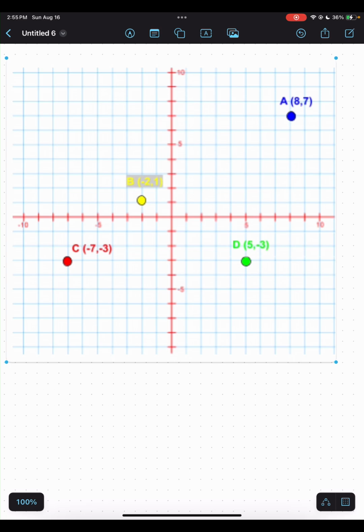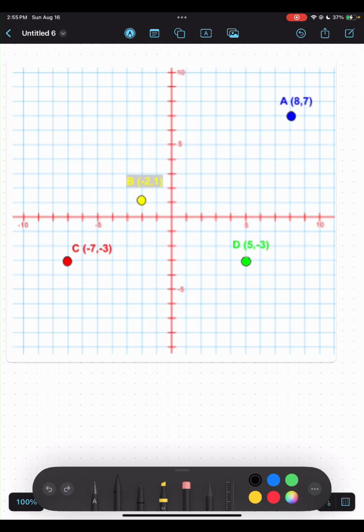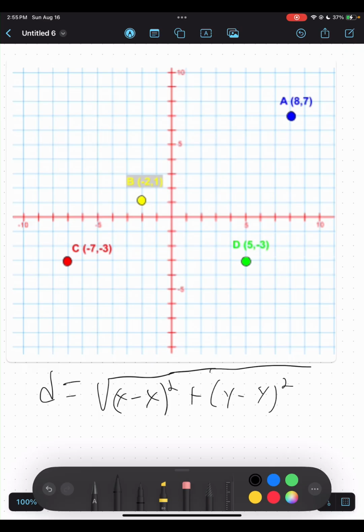Okay, so for this next one, we're going to find the distance between some points. You might have learned in math class that the distance between 2 points can be found with the formula d equals the square root of (x minus x) squared plus (y minus y) squared. And this is true. This formula will work. Just keep your x's and y's consistent, right? The x of one point, the y of the other point, the y of one point.